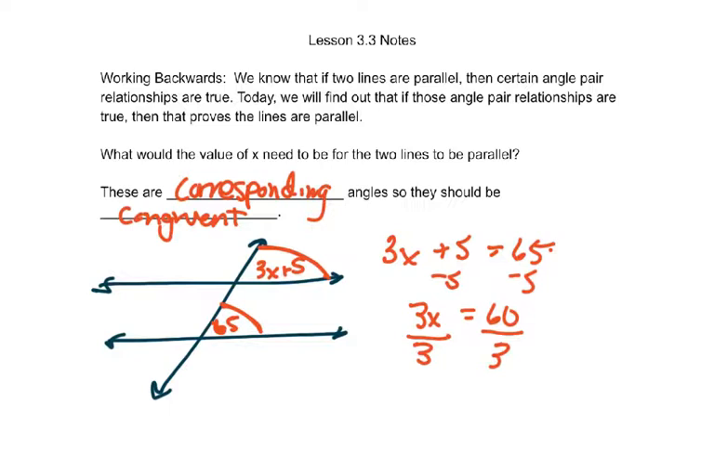This is a normal two-step equation, so I'm not spending a lot of time on it. X equals 20. What would the value of x need to be? X would need to be 20. And that's how we do it. We figure out what the rule is. We figure out if they're congruent or supplementary, and then we set up an equation to solve.